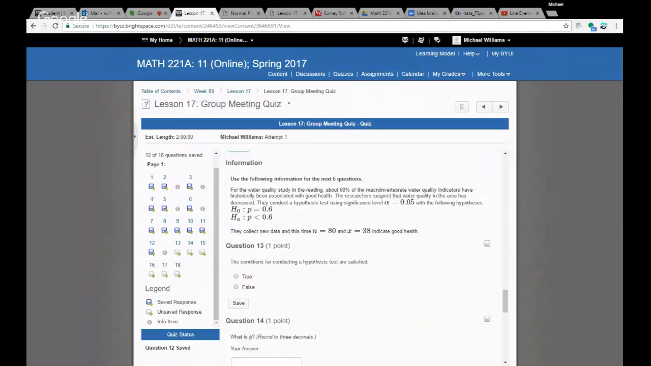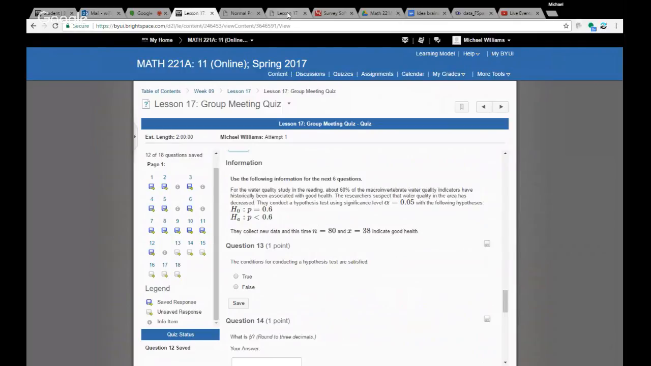So the water quality study, 60%. Okay. All right. So the conditions were met. So we have to do 38 divided by 80, right? Yeah, to get the p hat. Yep. That gives us 0.475.